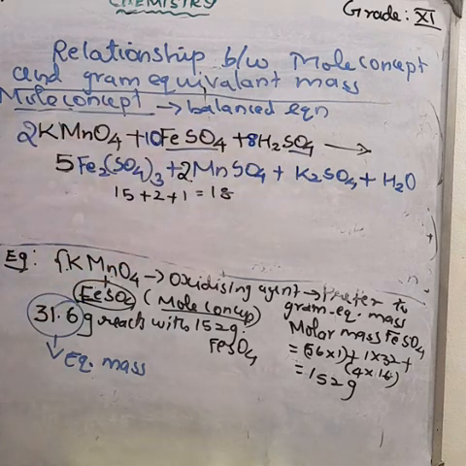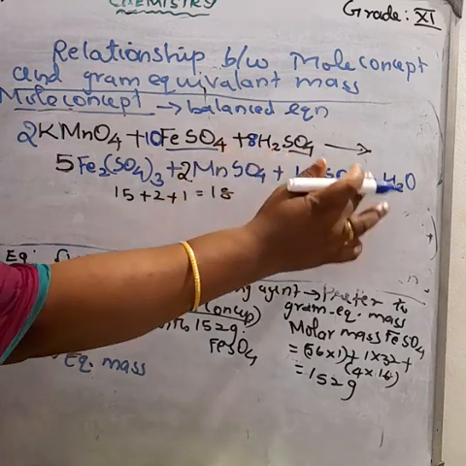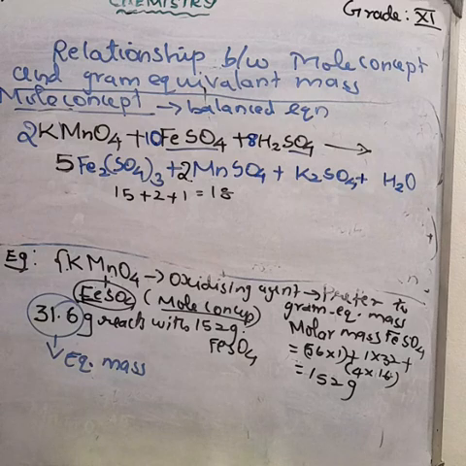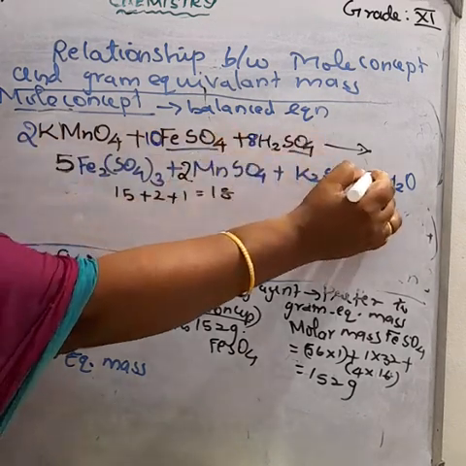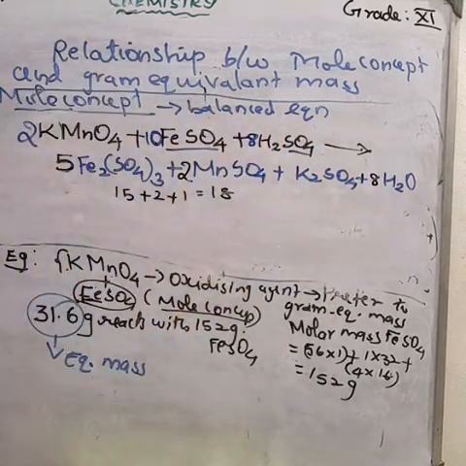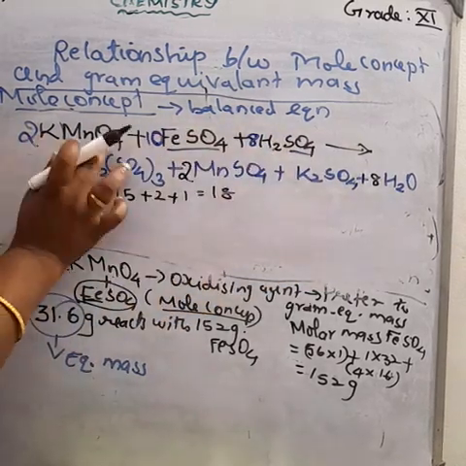The hydrogen also: 5 twos are 10 hydrogen here, so here also 8 hydrogen, 8 twos are 16 hydrogen. Understood. So oxygen here is 8 oxygen, so 4 twos are 8 oxygen. The equation is balanced now.